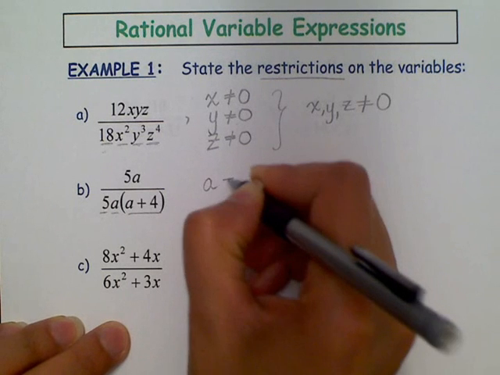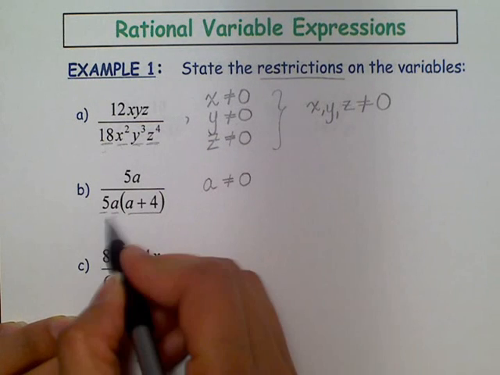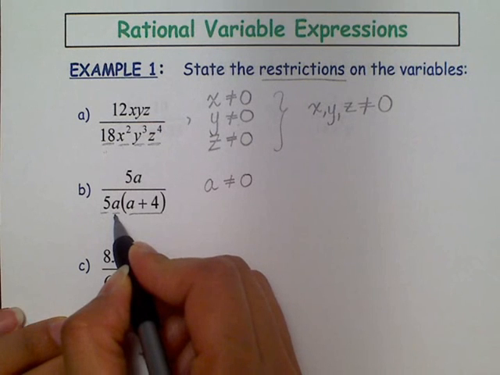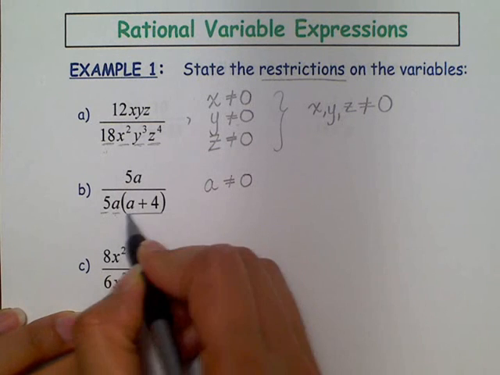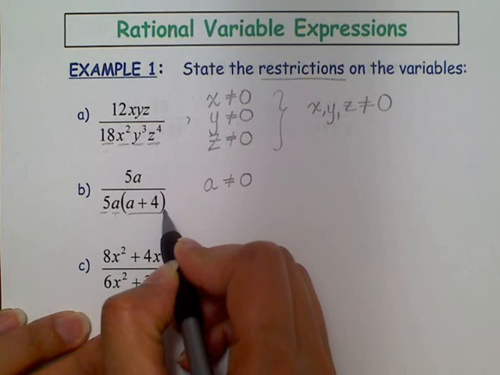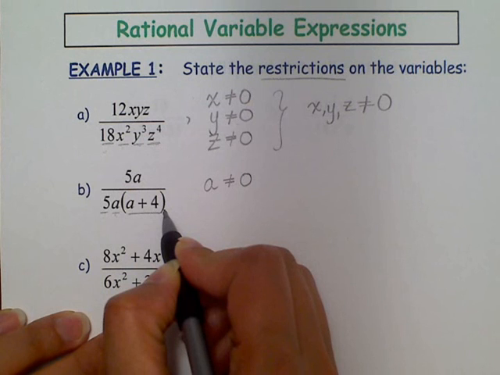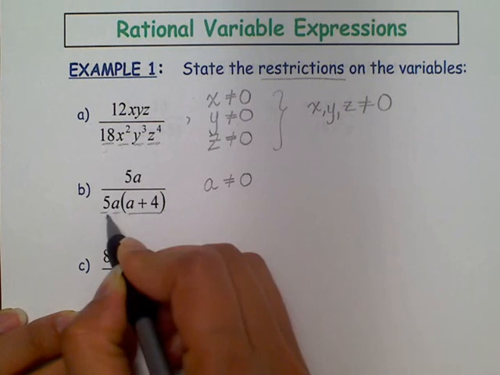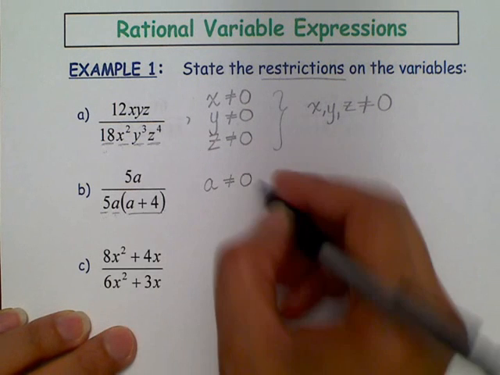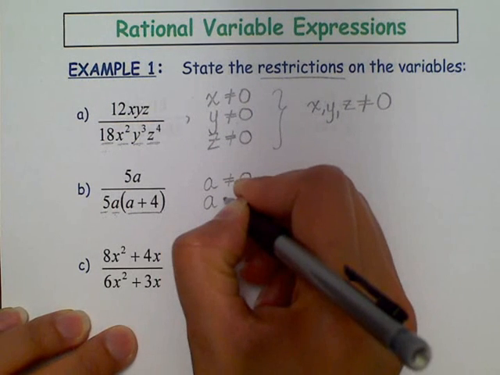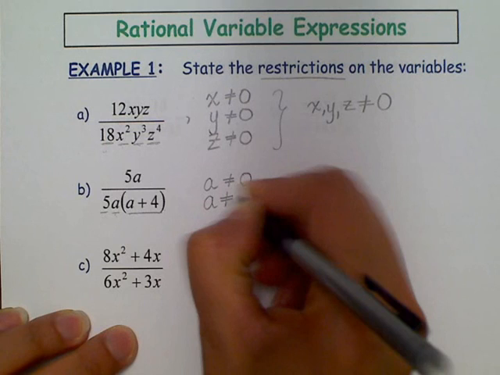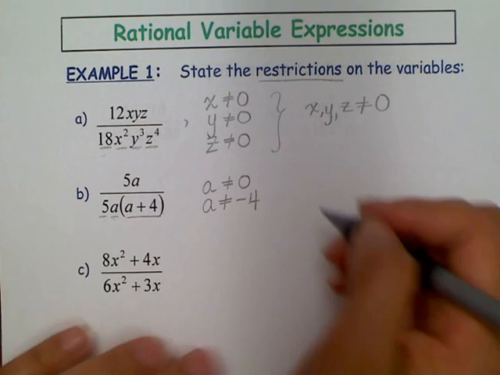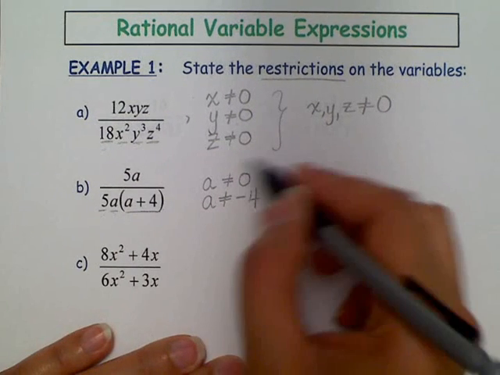However, the value of a here, if it's equal to 0, will give me a denominator of 0. So one of the restrictions I have is that a cannot equal 0. Okay? The other factor that I have here has a plus 4, which means that if a is equal to negative 4, this bracket here will be equal to 0, which will make the entire denominator equal to 0. So my second restriction is that a cannot equal negative 4.